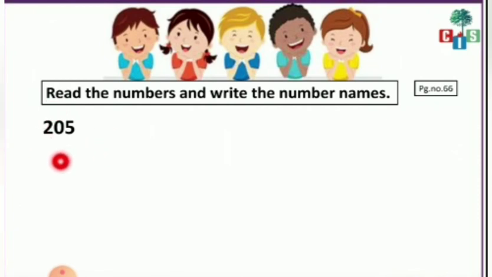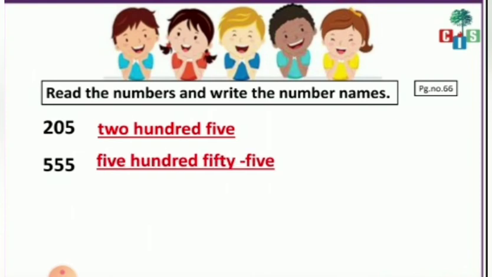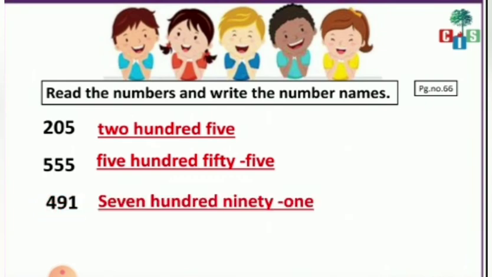We will not say 205. It is 205. Let's see which number is there. Read it. There's a number, right? 555. Now let's see the next number. The number is 4 is there, 9 is there, 1 is there. How to read? In 100 place 4 is there. So it is 491. Right? So now let's see the next slide.